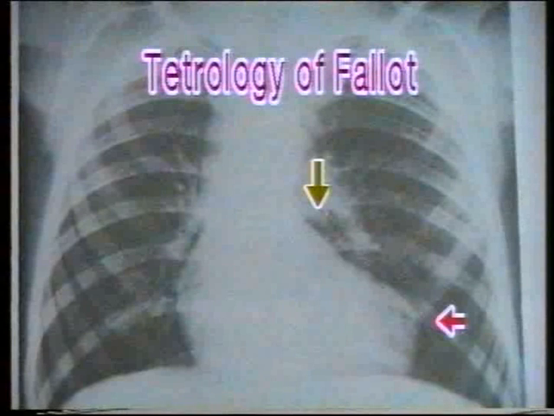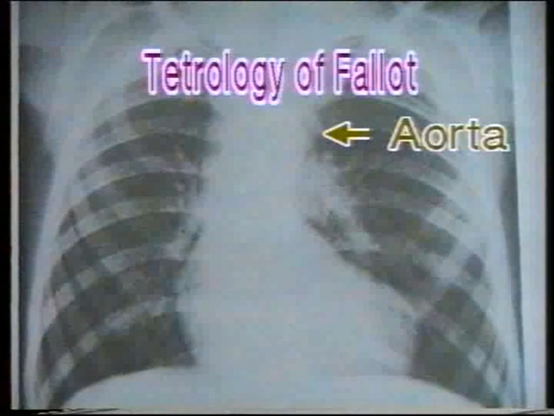In this X-ray, note the typical boot-shaped heart with apex lifted upwards and a concave pulmonary conus shown by the green arrow. This X-ray shows the aortic knuckle on the left side, but in 25% of the patients of tetralogy of Fallot, the aortic arch is on the right side.